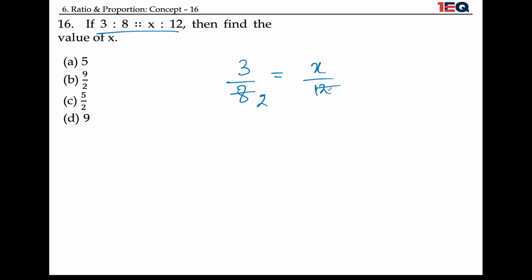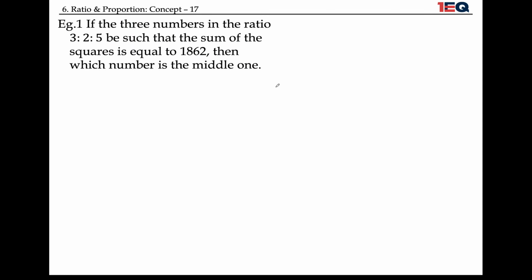4 twos are 8, 4 threes are 12, 3 threes are 9, so 9 by 2 is the value of x. I did nothing, I did simple cross multiplication. I hope everyone is with me here. Now there can be situations when a long question is written where you're not sure about how to manage things. I'll tell you how to manage that.